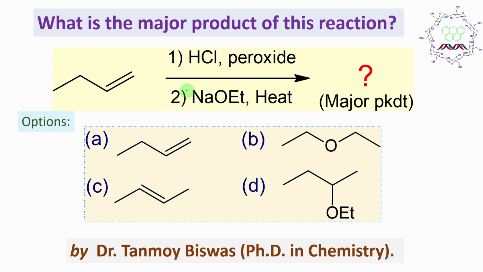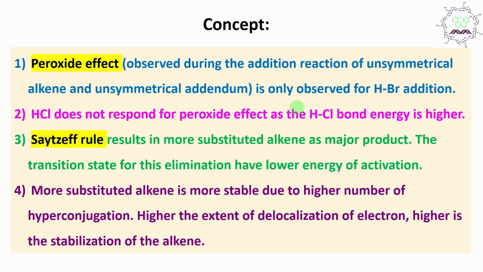Now, what is the major product of these reactions? There's an alkene, HCl, peroxide, NaOEt, and heat. So this is actually two kinds of reaction. One is an addition reaction, another is an elimination reaction. But before going to the main discussion, let's learn a little bit about them.